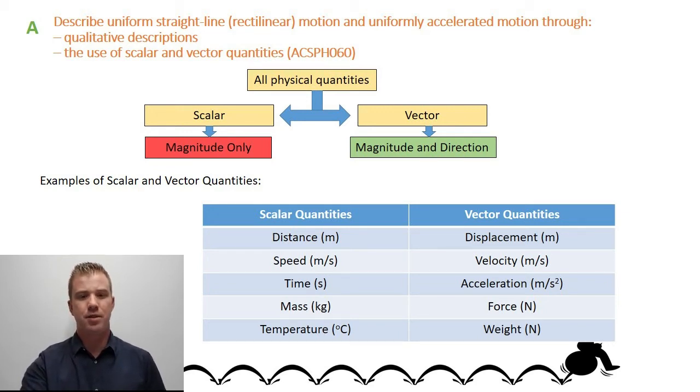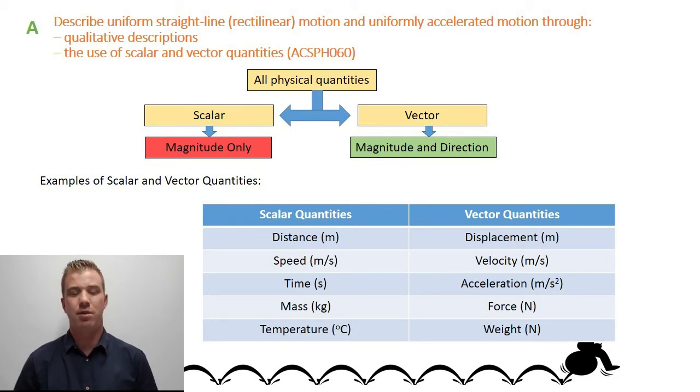Okay, so let's have a look at this flow chart here. So all physical quantities, like I just said, are scalar and vector. However, scalar has magnitude only and a vector has magnitude and direction. And this table here has a few examples of each of those. So scalar quantities, like I just mentioned, are distance, speed, and time, while vector quantities are displacement, velocity, and acceleration.